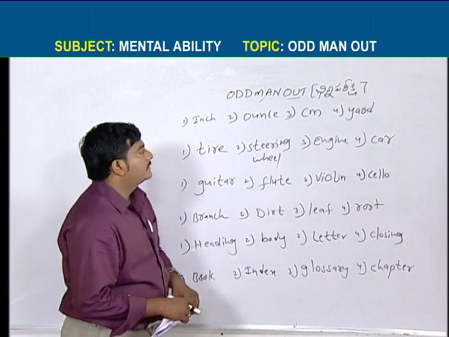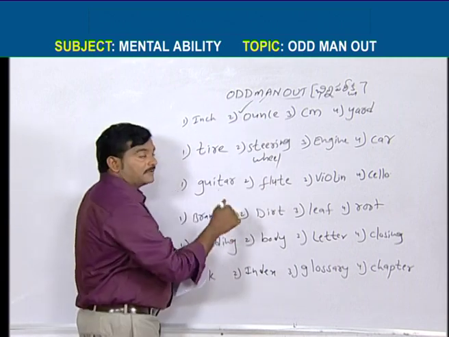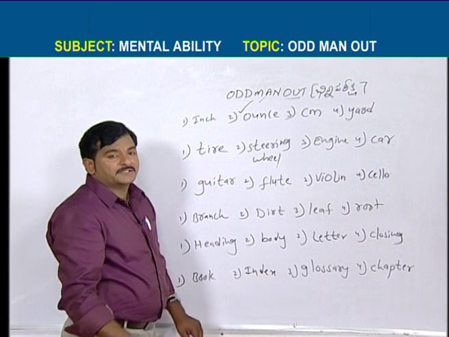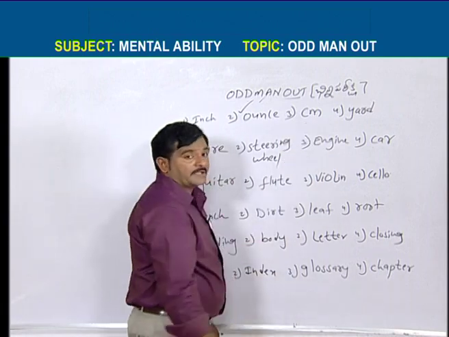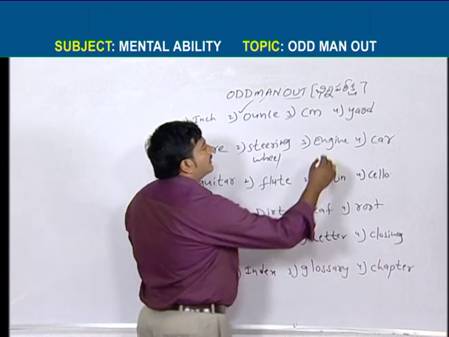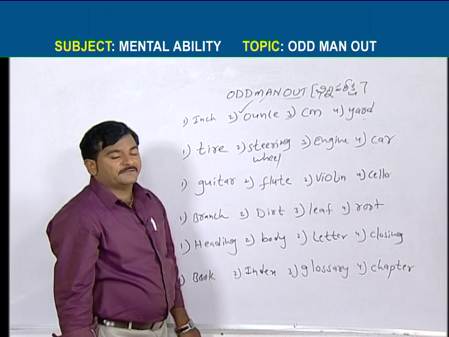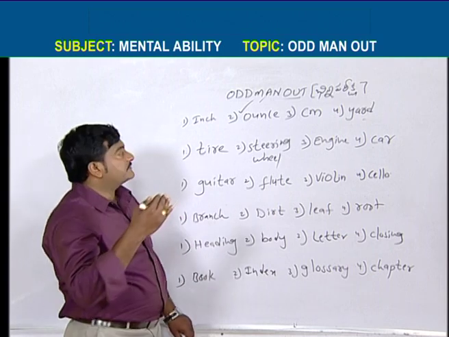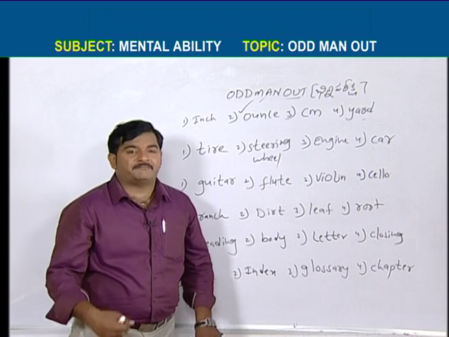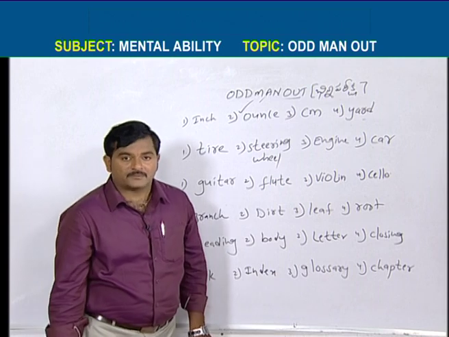So obviously, what is your answer? The answer is ounce. Why is this the answer? Inch is a measure of length. Similarly, centimeter we can also measure length. Yard we can also measure length. So with the remaining 3 options we can measure length, but with ounce we can measure weight, not length. That's why the answer for that question is the second option.